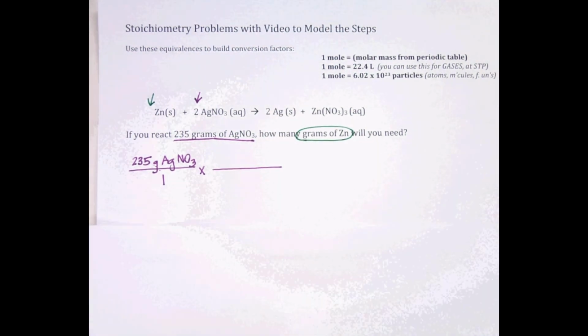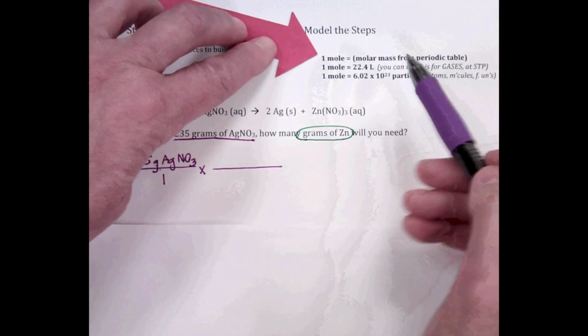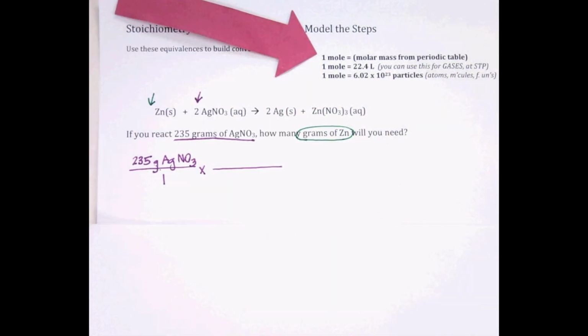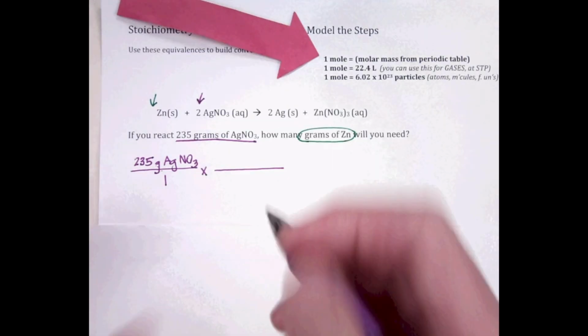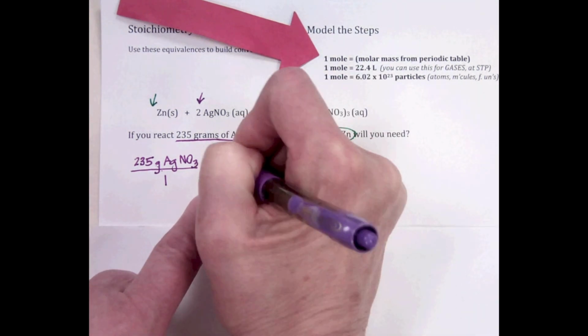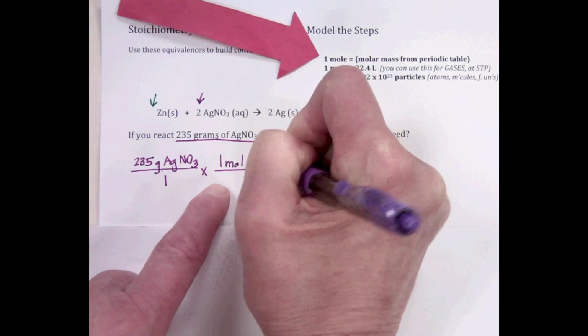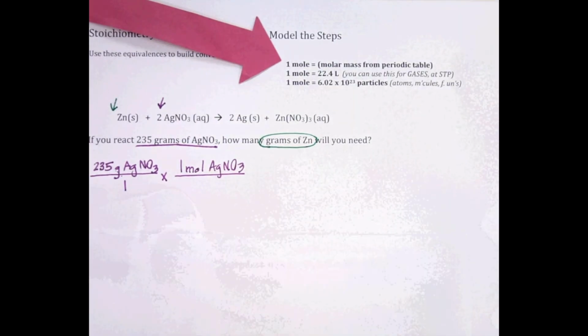To do that, I need to make use of the periodic table because I have an equivalence that tells me 1 mole of a substance is equal to its molar mass from the periodic table. So I am going to build a fraction here that says 1 mole of silver nitrate, and then I'm going to use my periodic table to add up the molar mass. Let me come over here to the side.